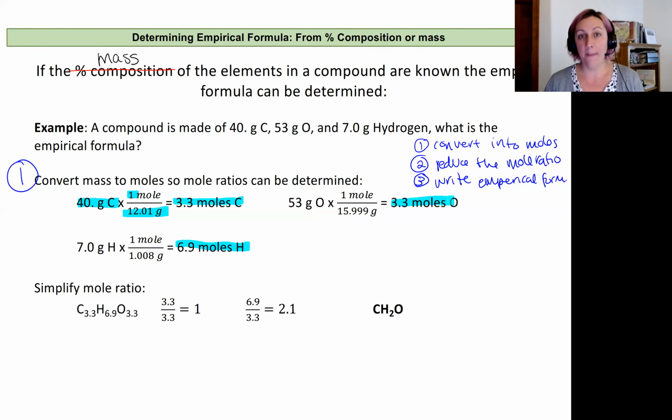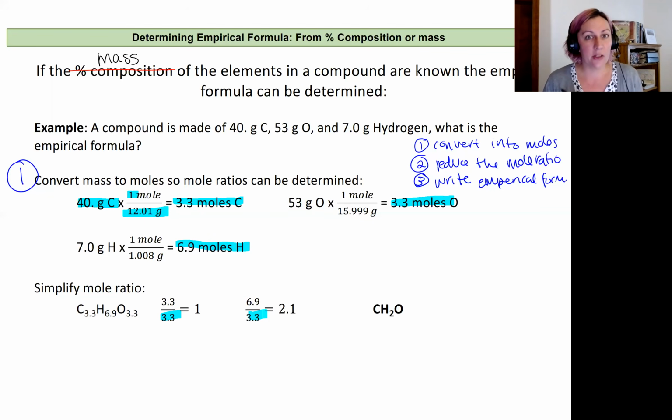My smallest number amongst these mole values is 3.3. So that means I'm going to divide everything by 3.3. When I divide 3.3 by 3.3, I get 1. When I do 6.9 divided by 3.3, I get 2.1. So now I have a simplified mole ratio. I've reduced it. It's as small as it gets.